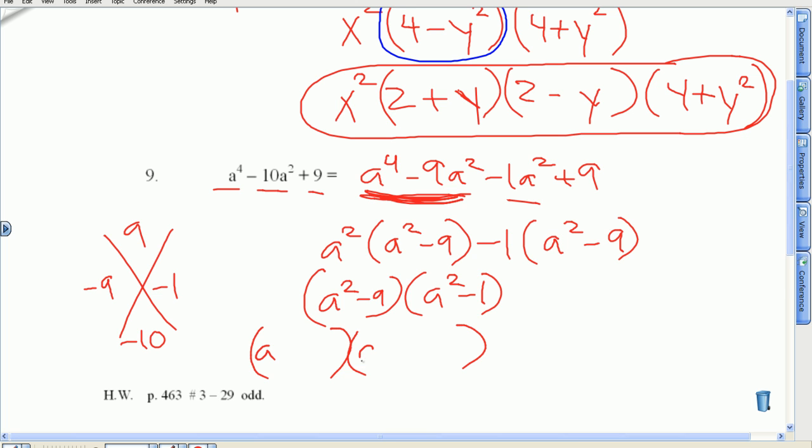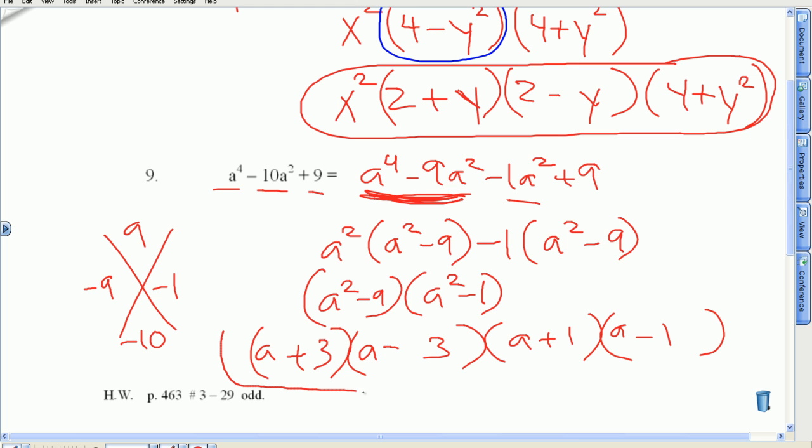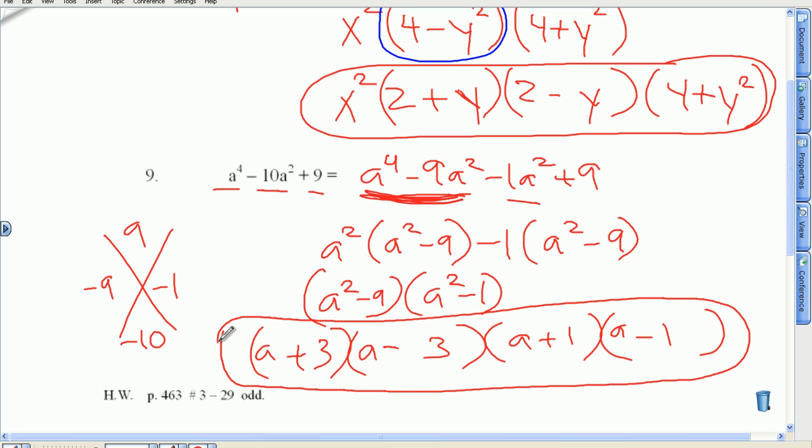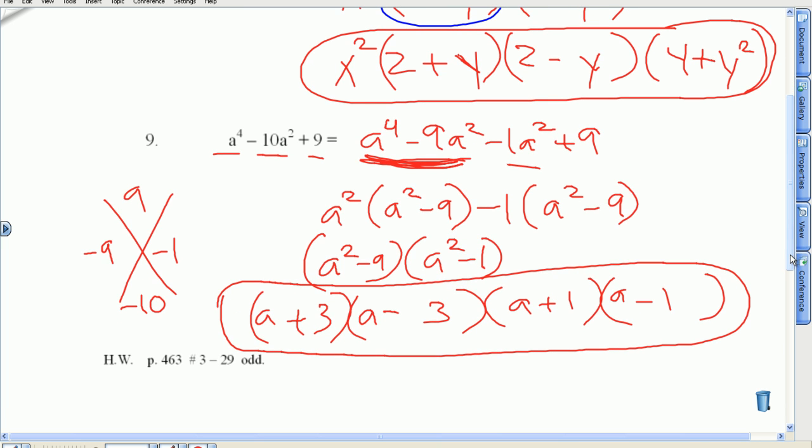Wow. There's the first one. And there's the second one. A plus 3 times a minus 3 times a plus 1 times a minus 1 are the factors of a to the fourth minus 10a squared plus 9. That's it for today's lesson.